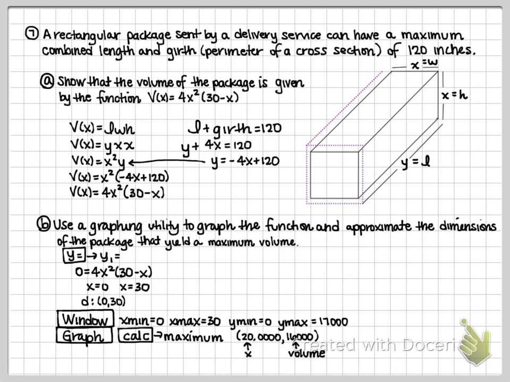So my y is going to be 120 minus 4x, which is equal to y. Plug in my x, which is going to be 20, and I get 40. So the two dimensions that are going to be my answer are the 40 for the y and the 20 for the x. So those are the dimensions that produce the maximum volume. I'm going to go to the next slide so we can do the last part.